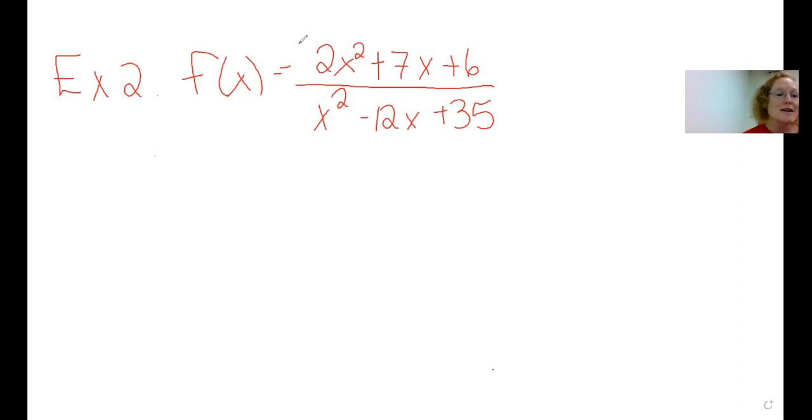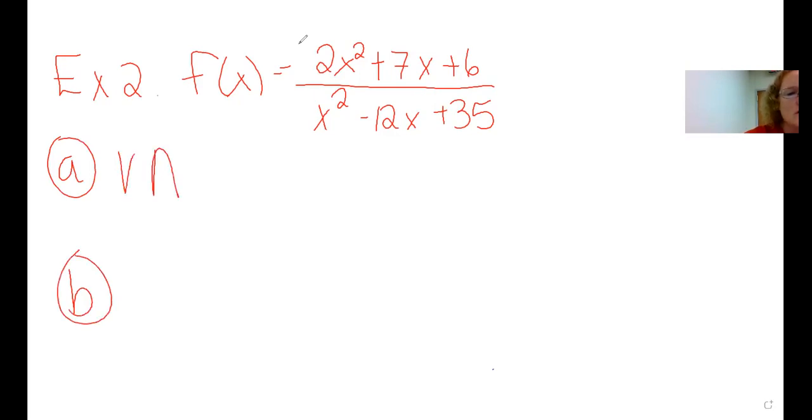Okay, so we're going to do the exact same things that we did last time. I think we'll just do the same things as we did last time, and then we'll go to a third problem and we'll kind of add things. So on this first part, we're going to find the vertical asymptotes, and on the second part, we are going to find the horizontal asymptotes.